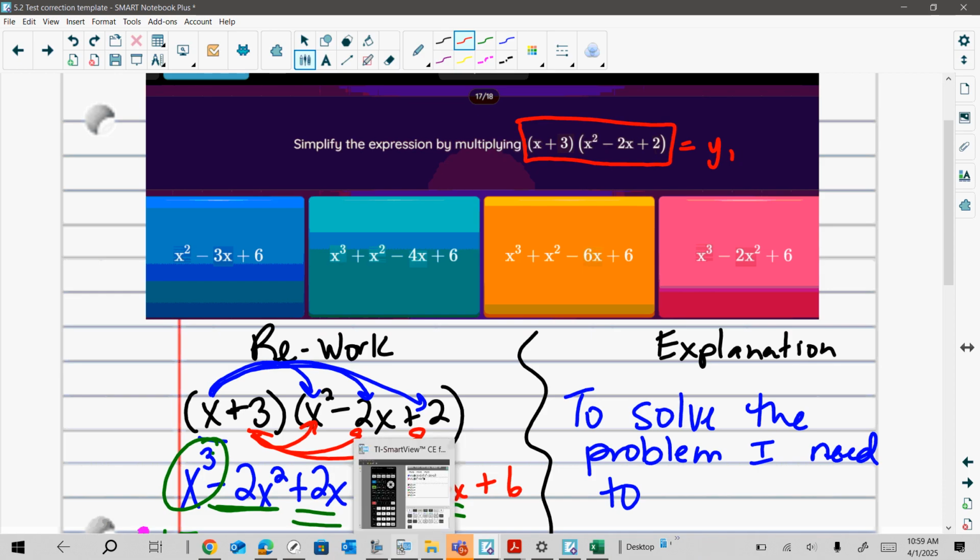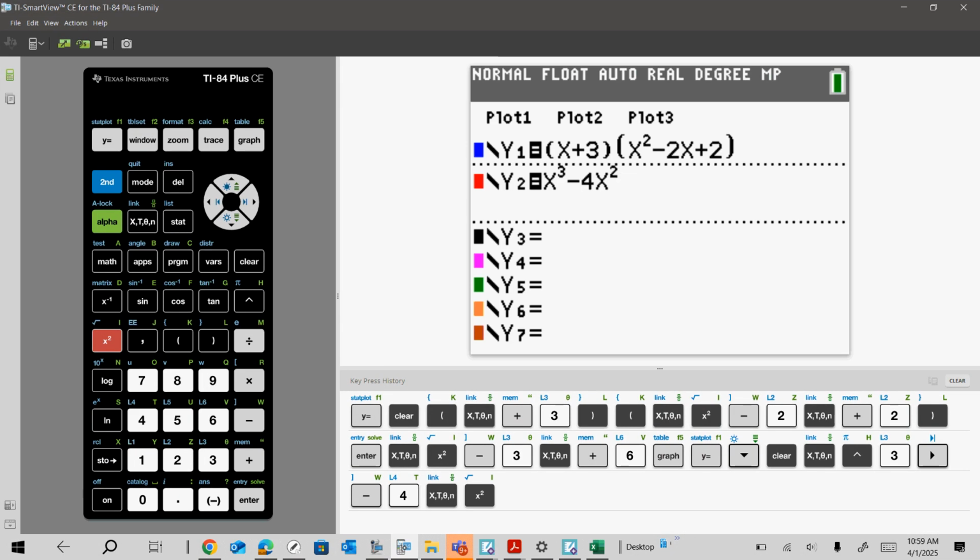Okay, so I'll have to clear this one. We have to use the parentheses, x plus 3, then go to the next parentheses and have x squared minus 2x plus 2. Do this with me so you can use a calculator to check your work and understanding.